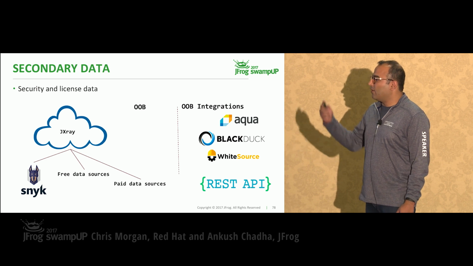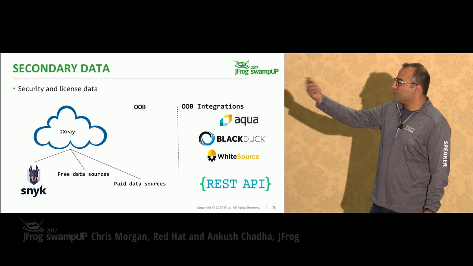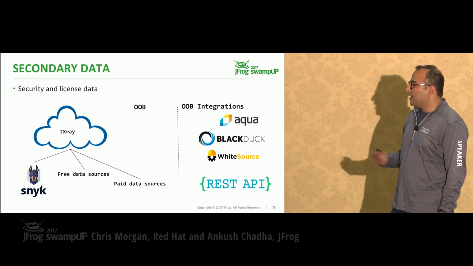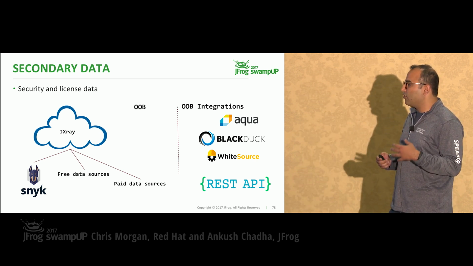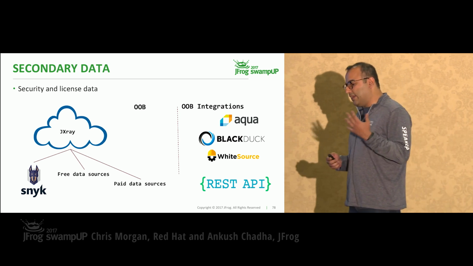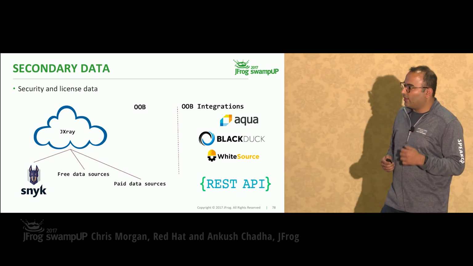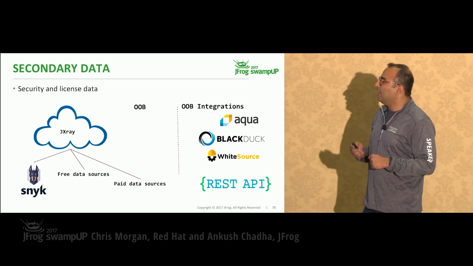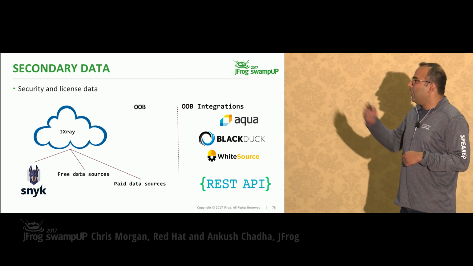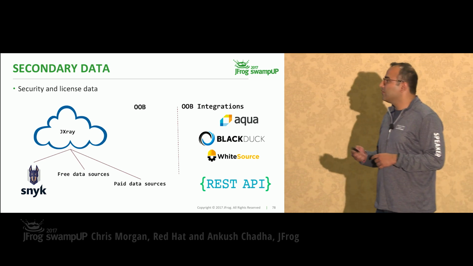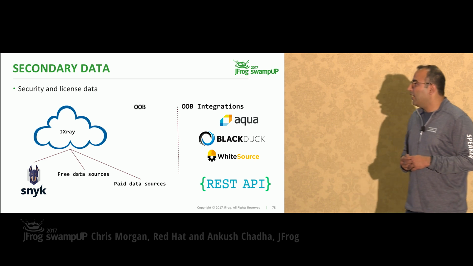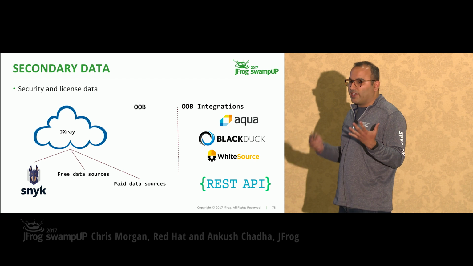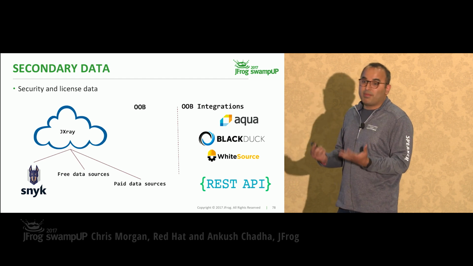So Xray, out of the box, connects to its own Xray database, which is sitting on the cloud. It pulls data from SNCC. It pulls component data from at least 6 data providers, and it pulls security data, again, from at least 6 data providers. Apart from this, it supports out-of-the-box integration like Aqua, Black Duck, and White Source to pull more data. So you have the component graph, and you have more and more data to do the impact analysis.